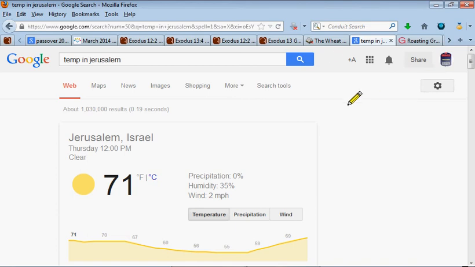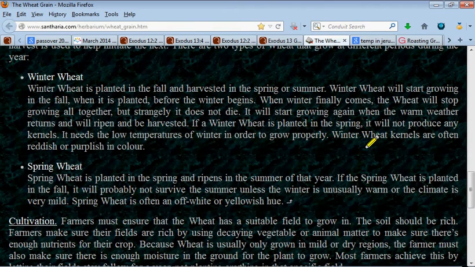So let's talk about wheat. Winter wheat is planted in the fall and harvested in the spring or summer. So I guess we can all come to the same agreement that they're talking about present day, March or April for the Passover. Well, it wouldn't be in the summer. Spring, it's harvested in the spring. We're not talking about the harvest. We're talking about new corn, new fruits.